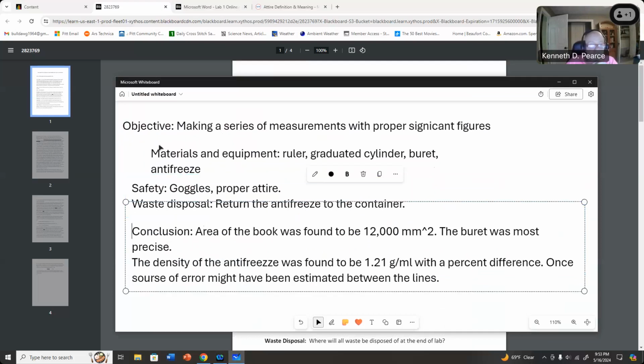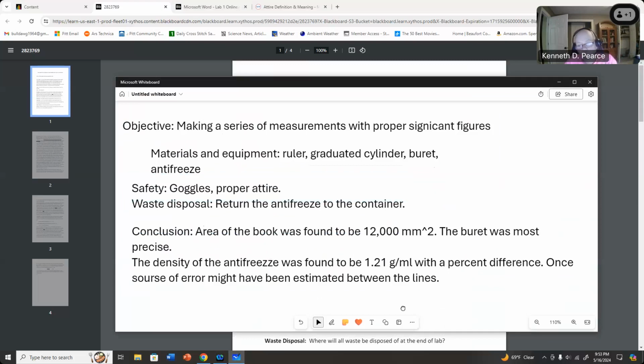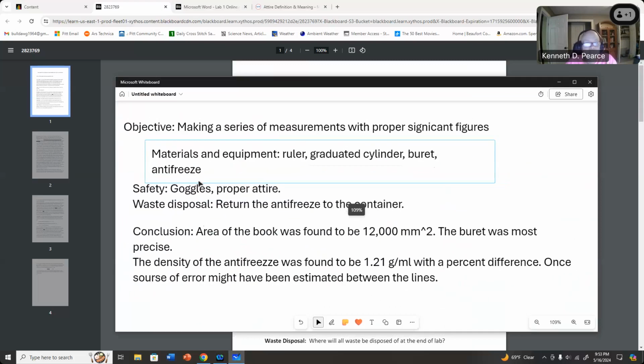And so I've hit all the objectives here. And we have the conclusion, we have waste disposal, we got safety. And the bottom line is we want to keep this short and sweet. Now this is page 1. This is my cover sheet. And of course the title would be whatever it is.